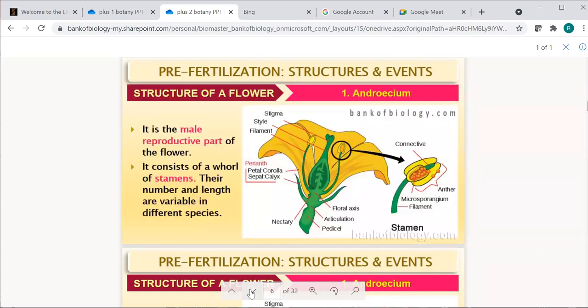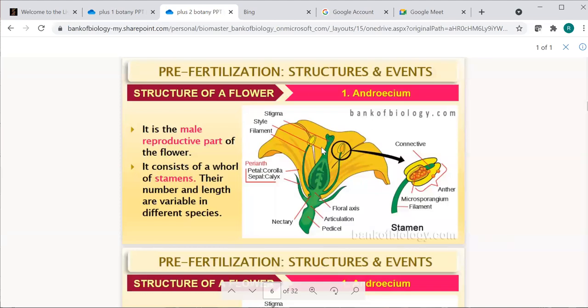The male reproductive part is called androecium. What do you think androecium has? Which all parts? Tell me. You have studied in 11th standard, right? So androecium में क्या क्या है? The male part is also called stamen, which includes anther and filament. ये दिख रहा है आपको? This is the anther, and जो डंडा जैसा है, that is the filament.